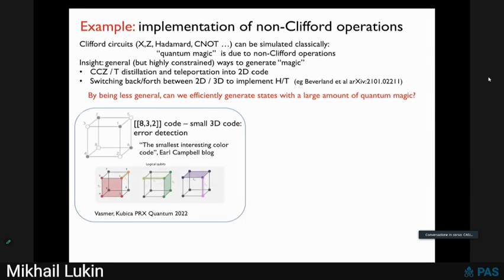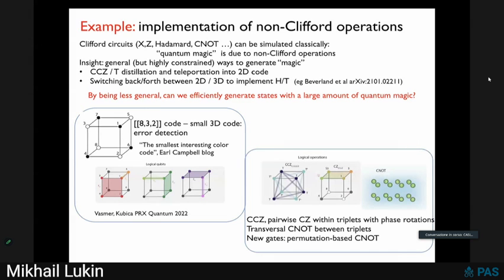But it turns out that by utilizing a clever code, in this case a small three-dimensional code, the 8-3-2 code, we can both prepare the states and actually do non-Clifford operations. And this is done by tinkering with qubits individually in each of these three-dimensional codes. And it turns out you can implement this transversal CCZ operation, which is non-Clifford.